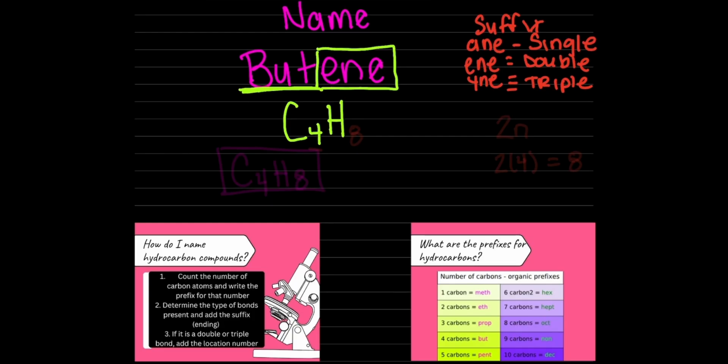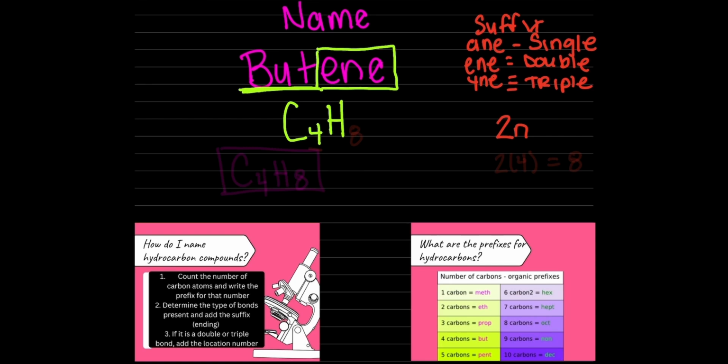I'm looking, and now I see that ENE is a double bond. If ENE is a double bond, that means that I am going to use the formula 2N. Remember, on the last slide, we already wrote this down, so it's important that you write down all of the information that I'm writing down, because it does come back up. So the formula that I use to find my number of hydrogens for my double bond is 2N. And remember that N represents my number of carbons.